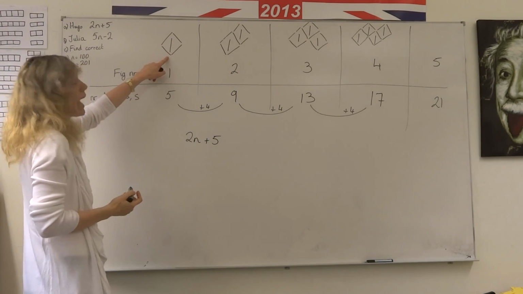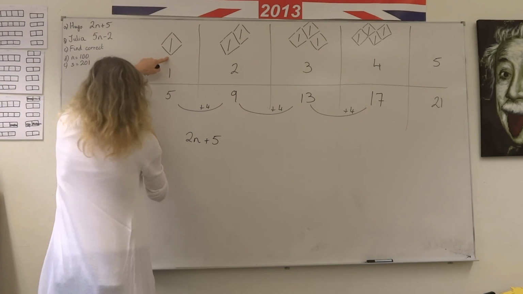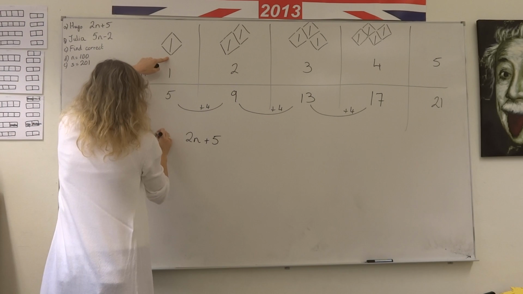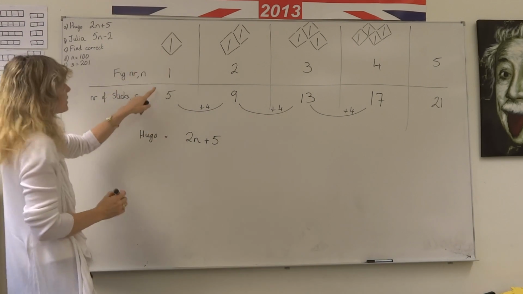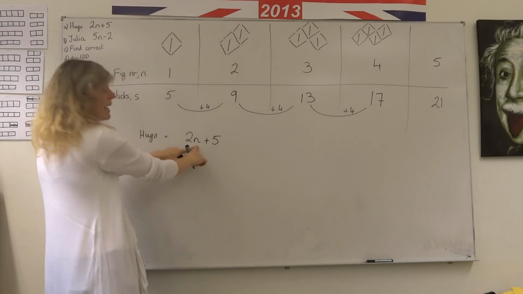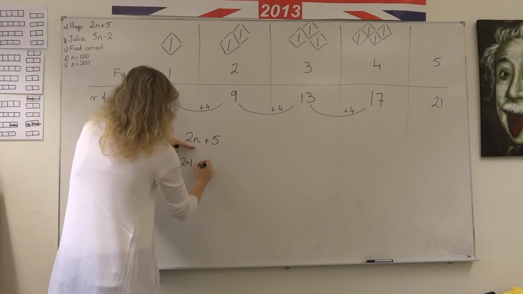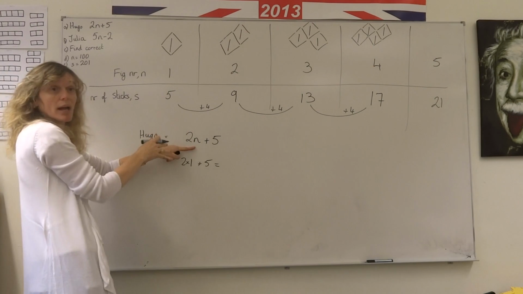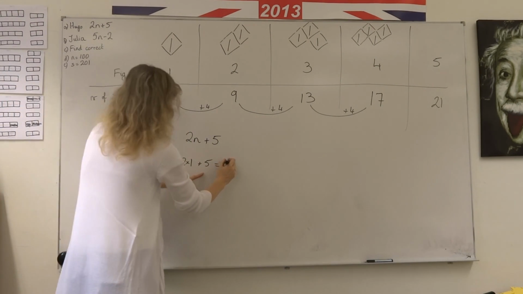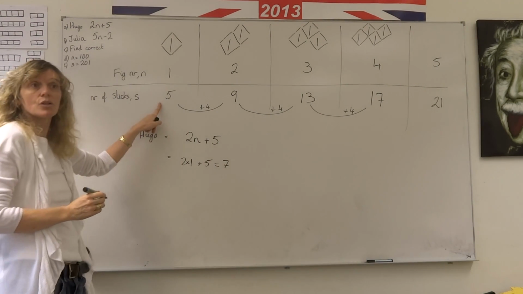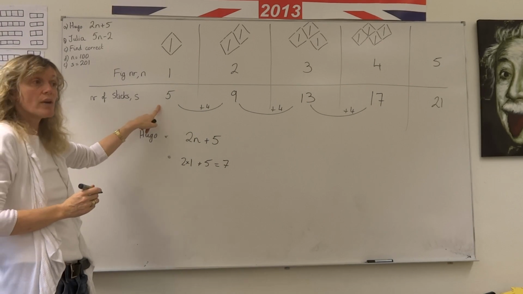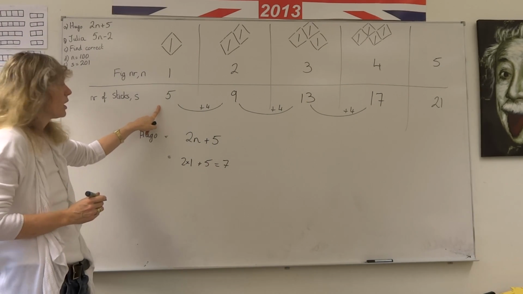Let's say n equals 1. So if Hugo's formula is correct, it should work for this, where we replace n with figure number 1. 2 times 1 plus 5 should give us the right number of sticks, but 2 plus 5 is 7. So he's wrong. We can already see that on his first question.